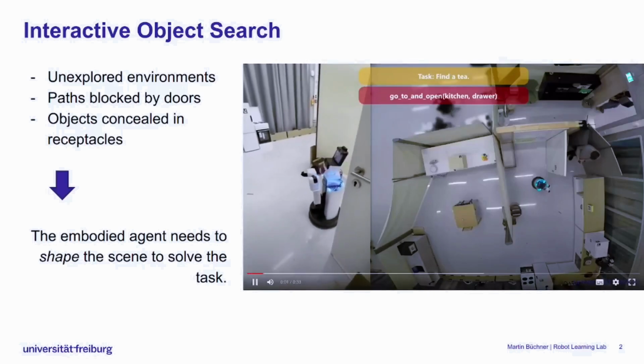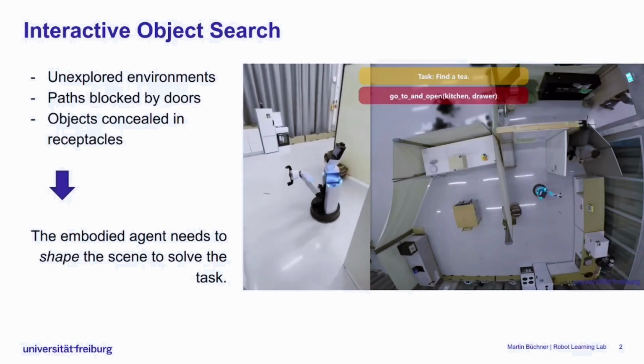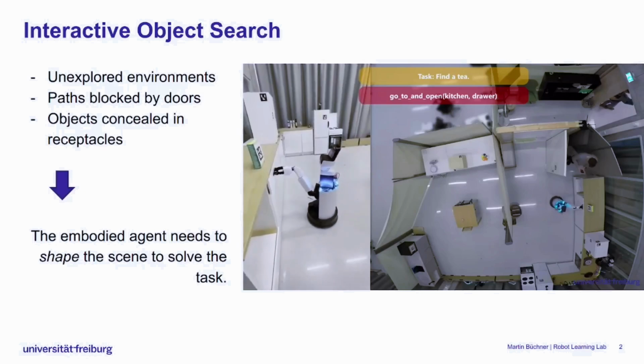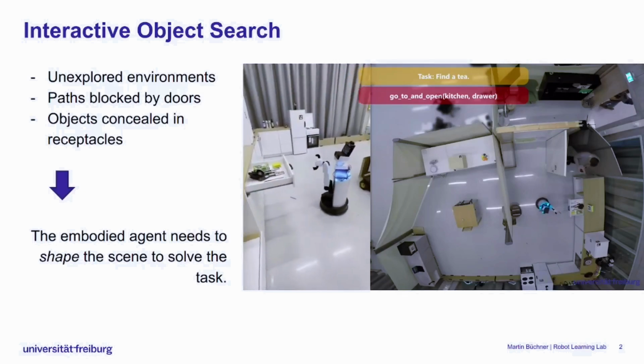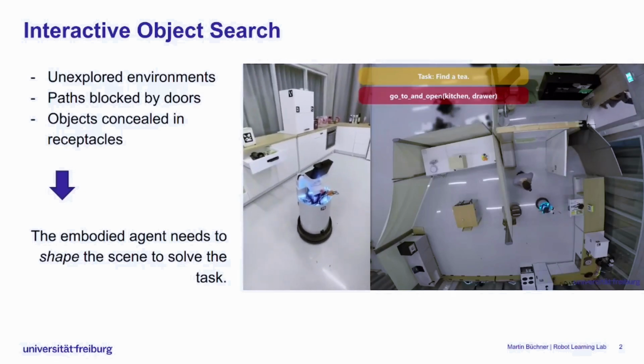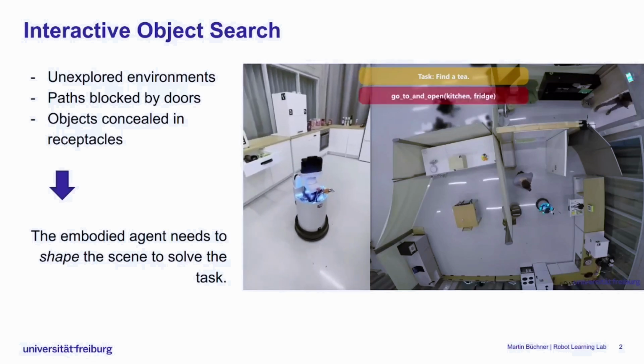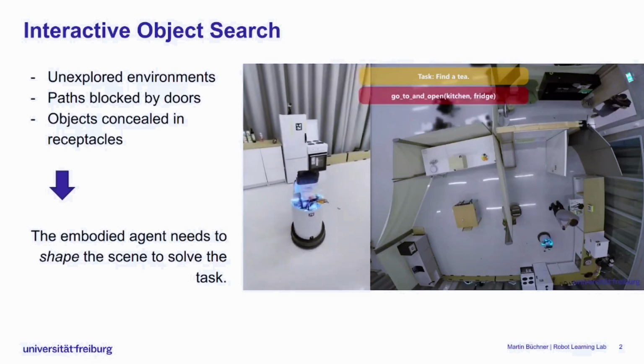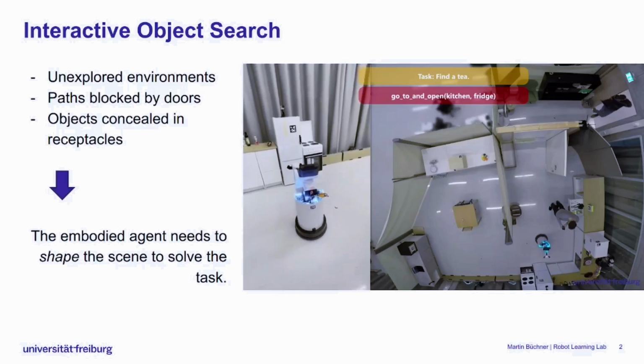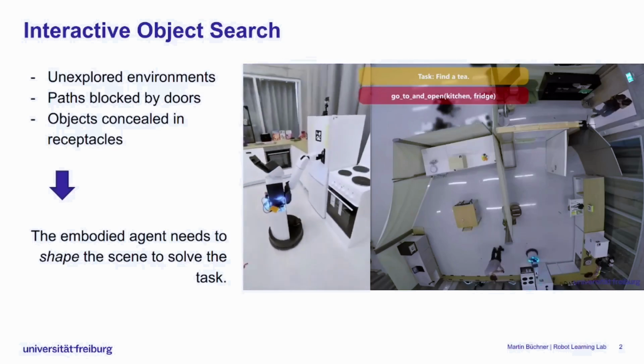In our work we tackle the problem of interactive object search, which requires finding objects in unexplored environments that contain closed doors as well as target objects that are hidden within articulated objects such as drawers or cabinets. As a consequence, our embodied agent has to shape the scene to solve the task successfully.